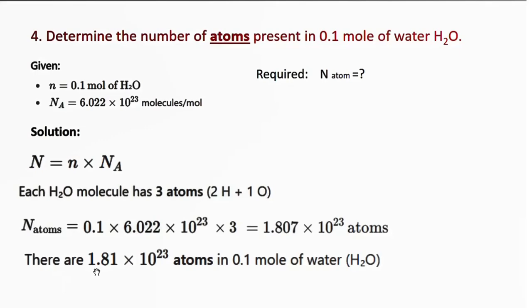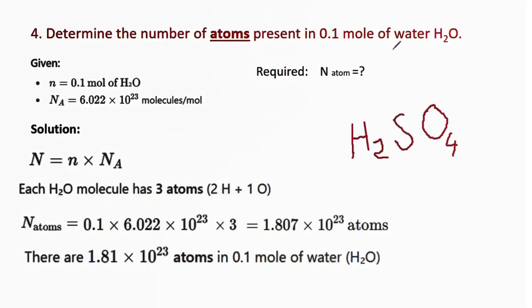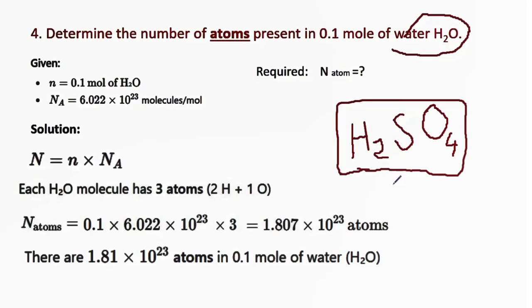So there are 1.81 times 10 to 23 atoms in 0.1 mole of water. If we assume we have another molecule other than water, like sulfuric acid, how many atoms are there? We have 2 hydrogen, 1 sulfur, and 4 oxygen, as you see. If we add this, we have 7 atoms here. So we must multiply by 7 here, and we can continue this solution.